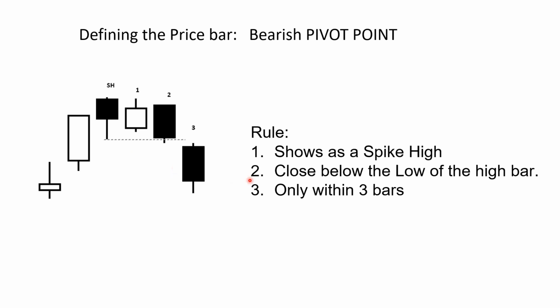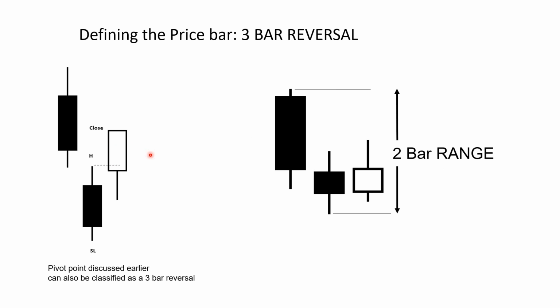And then we can say, well, the pivot can also occur within 3 bars. So spike high, 1 bar, 2 bars, 3 bars, and we get the closing price below the low of the bar that actually made the high. So a pivot point is determined with these actions.